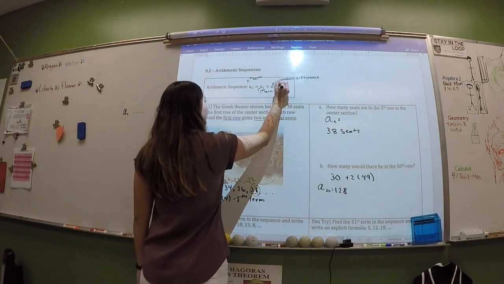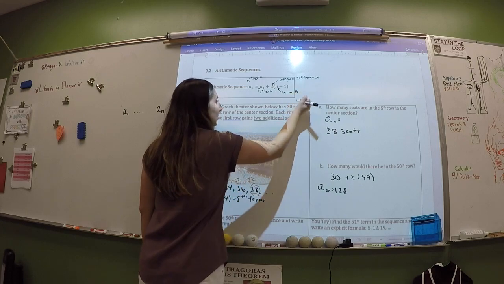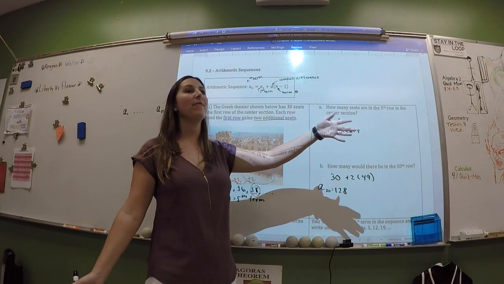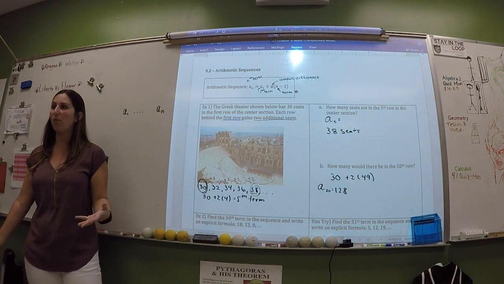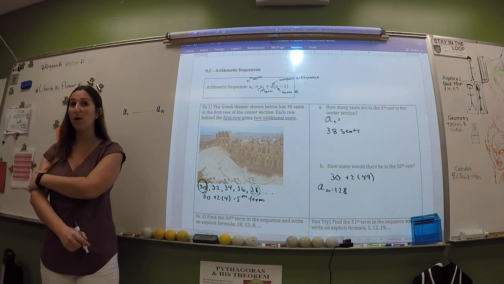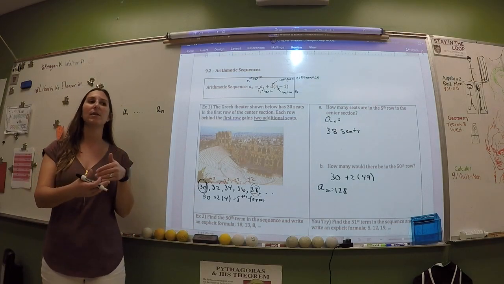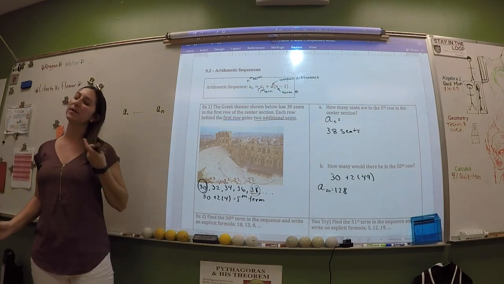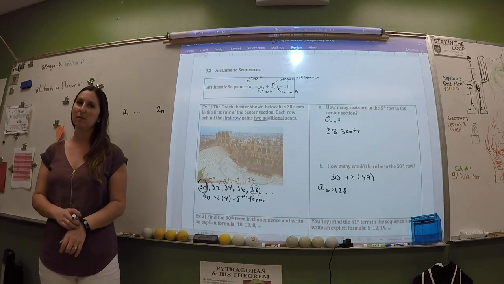n is the term number. So in this example, how many seats are in the 5th row? 5 would be n, because that's the term number that you're looking for. And then minus 1 is just minus 1. We have to subtract 1 because you're starting with the first number and adding the common difference a certain number of times. You're not including that first number. So it's always minus 1, because otherwise you're getting too far.